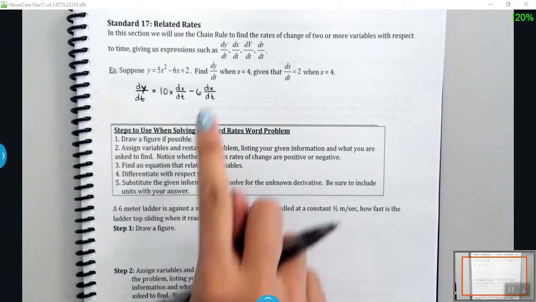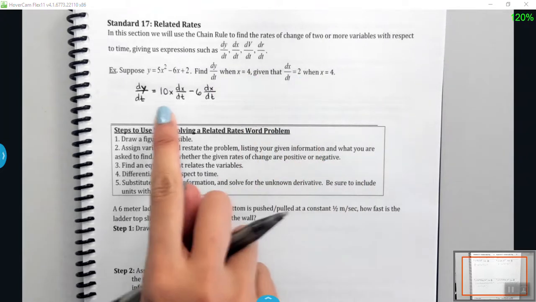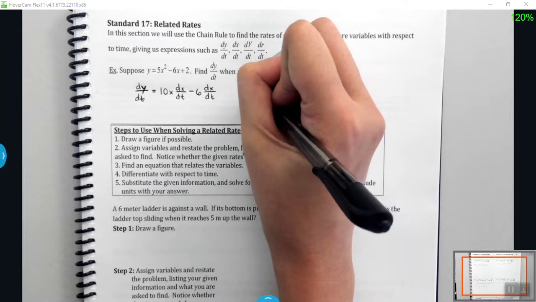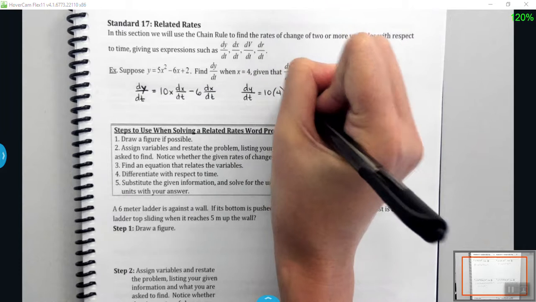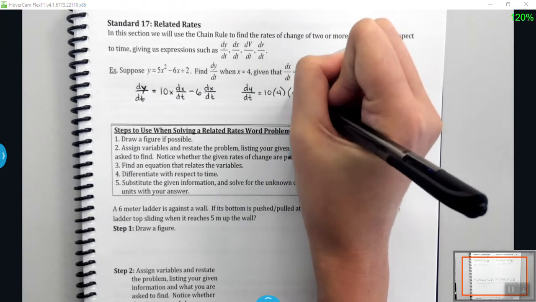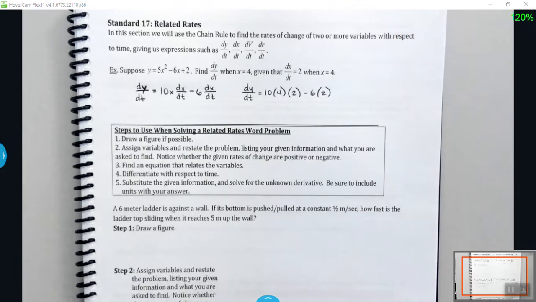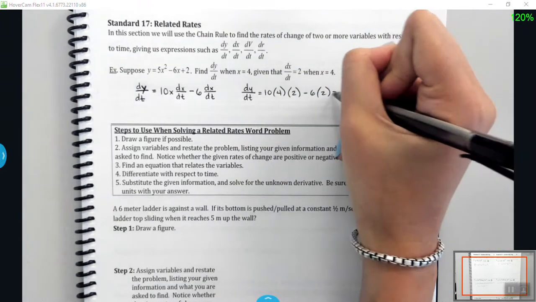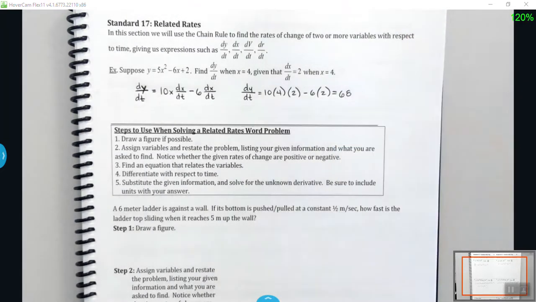Okay. And it says find dy dt when x is 4, given that dx dt is 2, so we can plug in 4 for x, 2 for dx dt, and then get me the answer to that. So what is the change in y? 58 or 60? 68. Okay, cool. Got it? Yes. All right, that's easy.